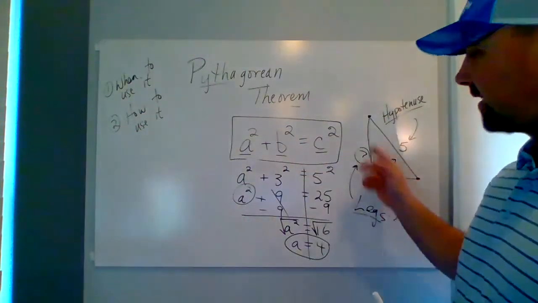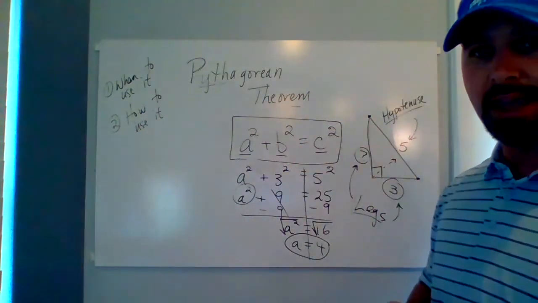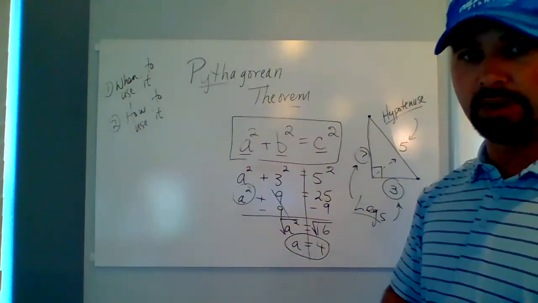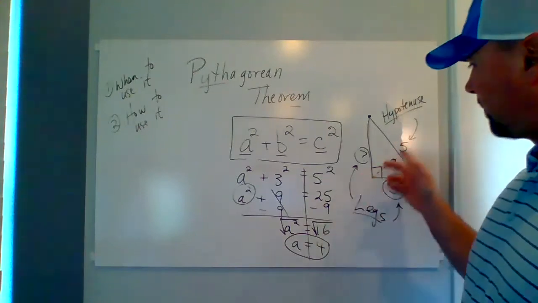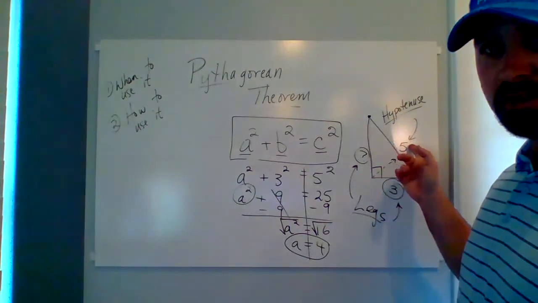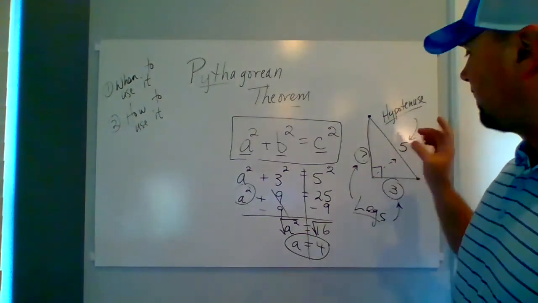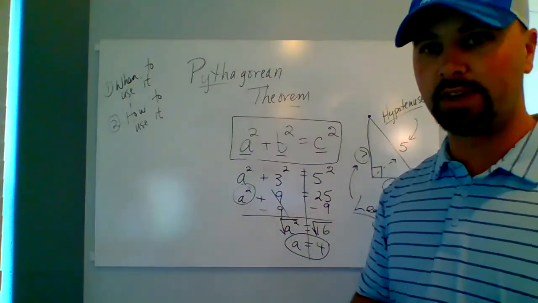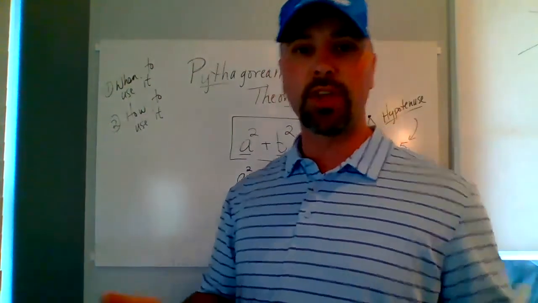Make sure if they're legs, if they make the right angle, they have to go into the leg section of the formula, A or B. If it's a C, as in this one, the 5, the hypotenuse must go into the formula as C. Okay, so that's Pythagorean theorem.